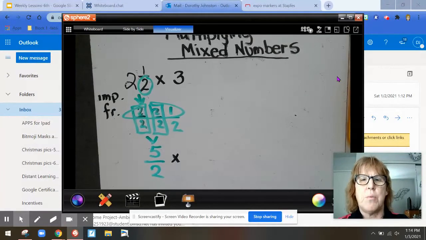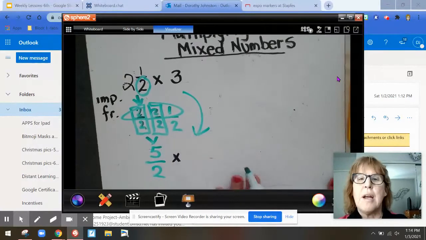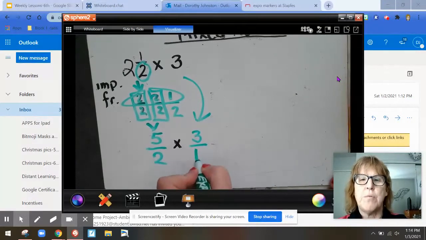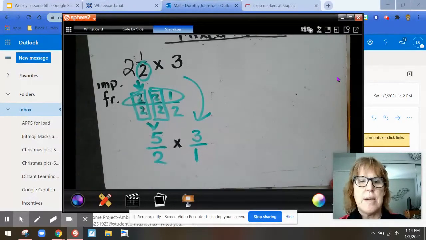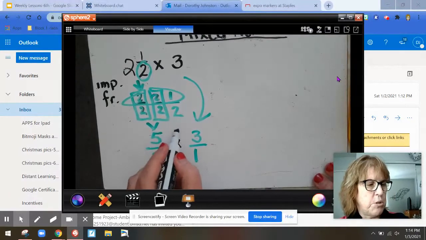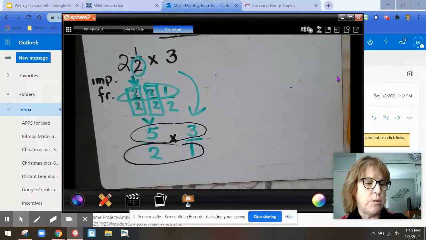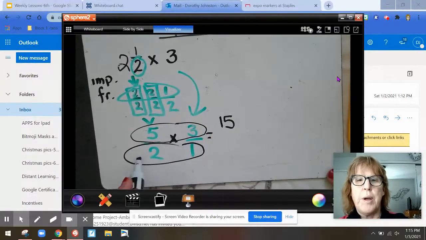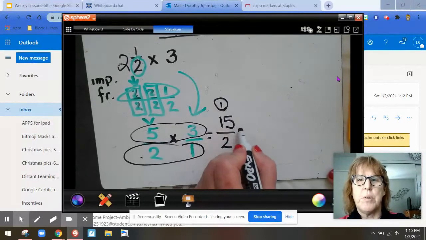Mrs. Johnston, the second one doesn't have a fraction. You're right, you guys, it doesn't have a fraction, but any whole number can be changed to a fraction with a denominator of 1. Think about it, 3 divided by 1 equals 3. So 1 is always the denominator. And then we go back to our usual. We go back to multiplying the numerators, and we go back to multiplying the denominators. So we have 5 times 3, which is 15, and we have 2 times 1, which is 2. And again, this is answer number 1.